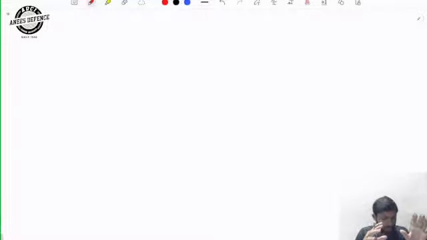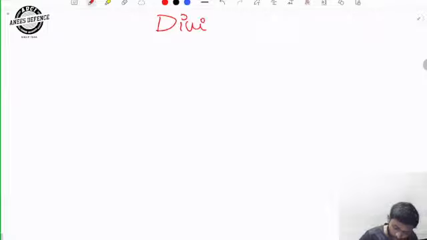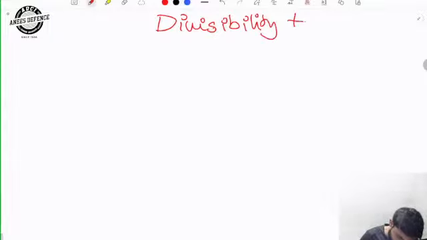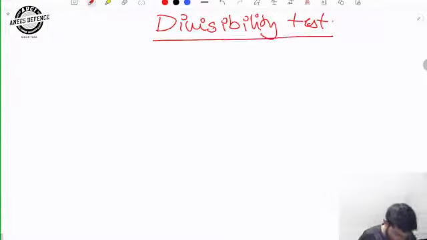Basically there are only 7 to 8 divisibility tests, not more than that, and most of them are of prime numbers, so it will be very easy for us to solve them. So we'll start with the divisibility test. Obviously every number is divisible by 1, so there is no divisibility test of 1.